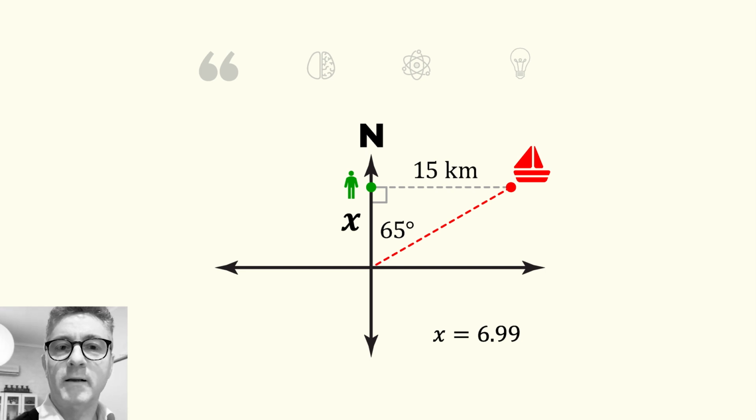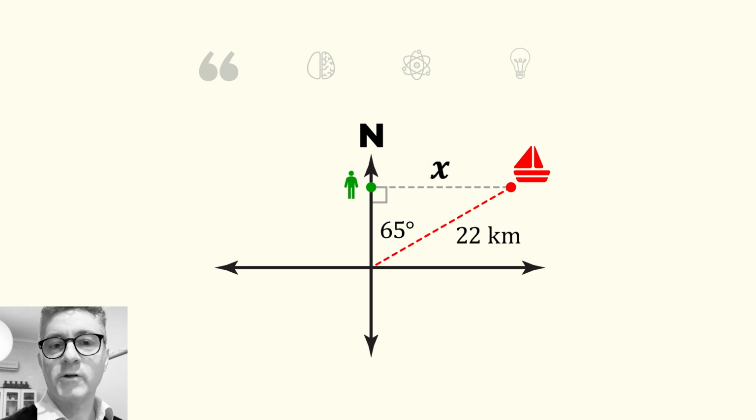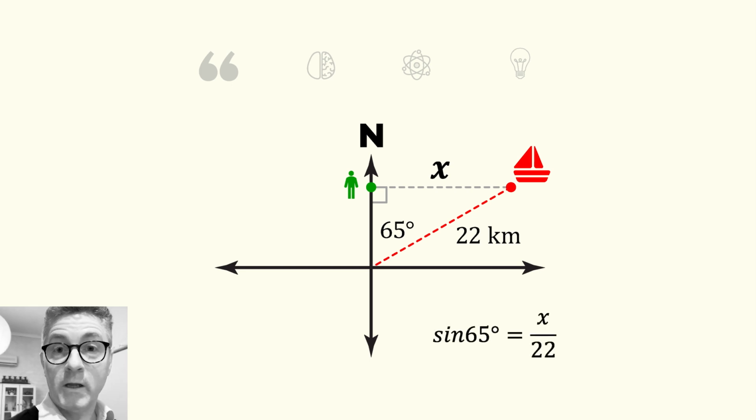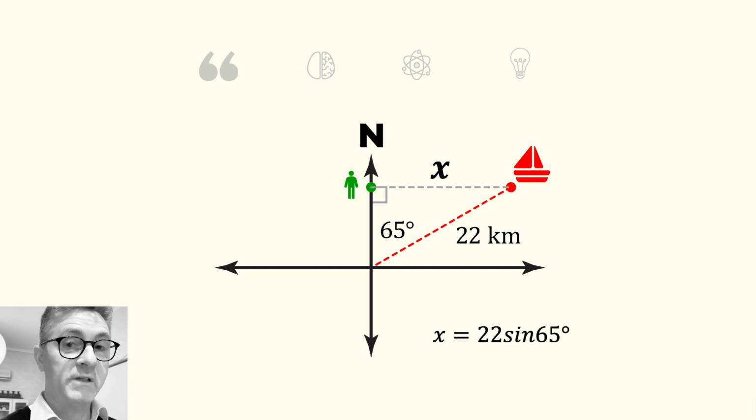Then I thought, hang on a second, let's just see how far the ship really is east of the observer if it's traveled 22 kilometers on a track of 065 degrees true. So you would have the distance east over 22 is sine 65 degrees. And that's going to tell you that the ship is in fact not 15 kilometers east of the observer.